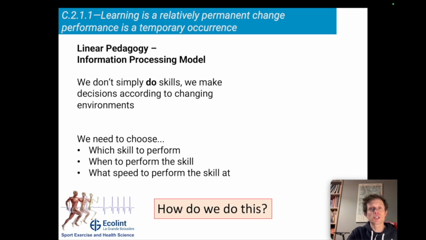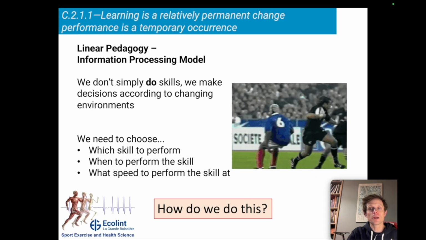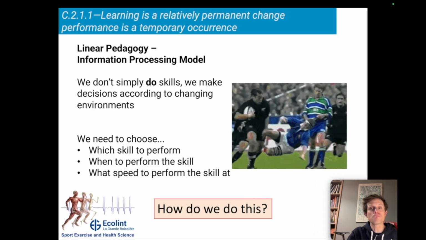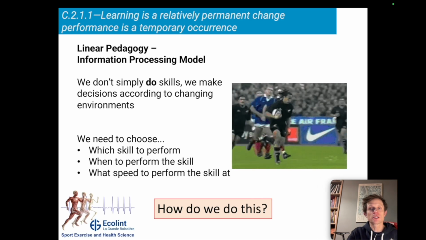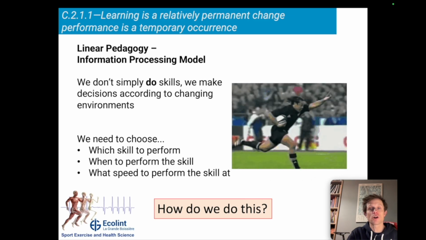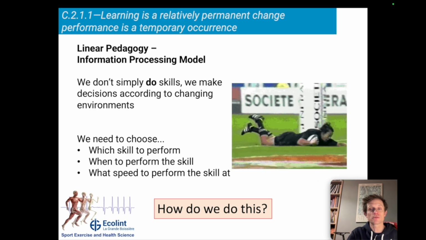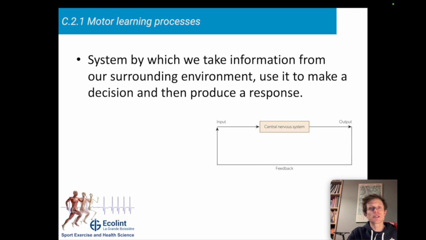The information processing model gives us an indication of how we might do this. In this example, we can see this rugby player having to make multiple decisions all the time throughout their run. They're having to consider multiple different factors and continually update their plan based on what they consider to be the best choice. At its most basic, the information processing model is a system by which we take in information from our environment, we use it to make a decision, and then we produce a response.